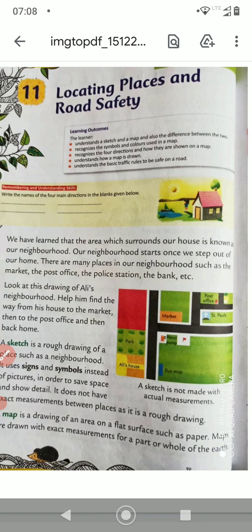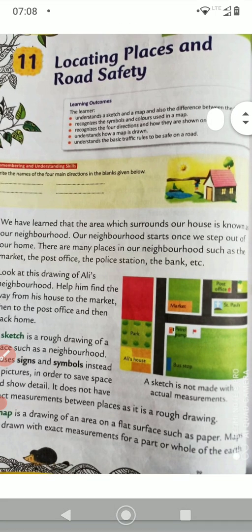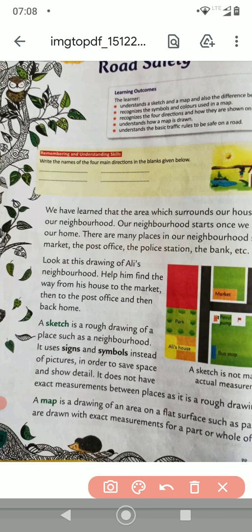Now write the names of the 4 main directions which I have just told you in the blanks which are given below in the book. So children, you have to write the 4 directions here. Just write it down.